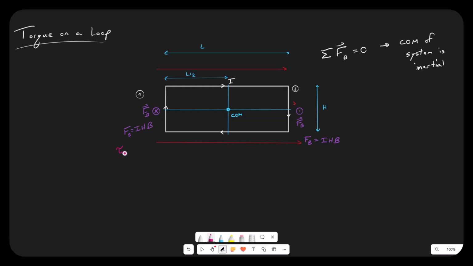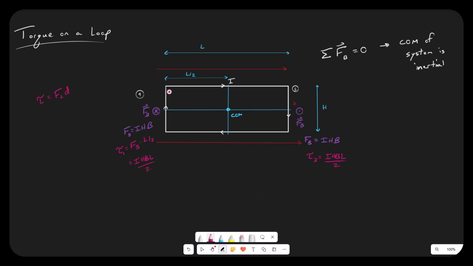So the torque on segment 1, if you remember, torque is a perpendicular force times the distance. So I'm going to get my force times the distance, which was L over 2. So I get F times L over 2, which is IHB times L over 2. There's my torque. Over here, I get the same thing. The torque on segment 3 is going to be IHBL over 2. Exactly the same reason.